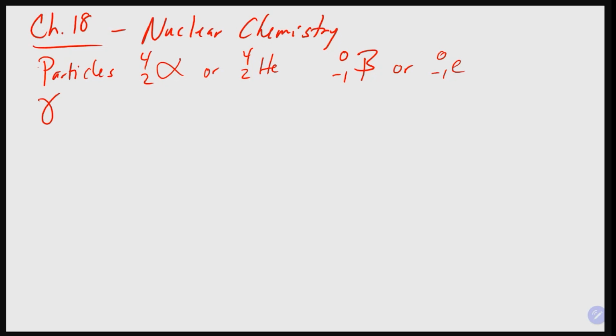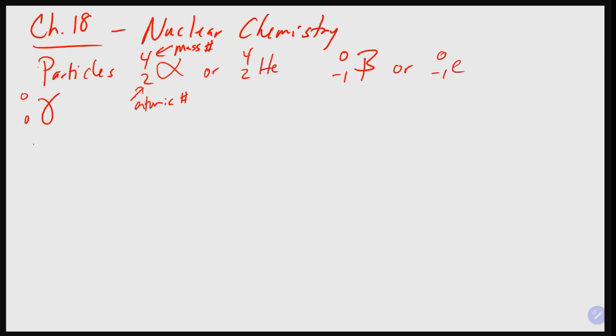We have the gamma ray, which is basically 0 and 0. As we talked about last time, the top number is our mass number. The bottom number is our atomic number, which is the number of protons. Mass number is the number of protons and neutrons there are in an atom.